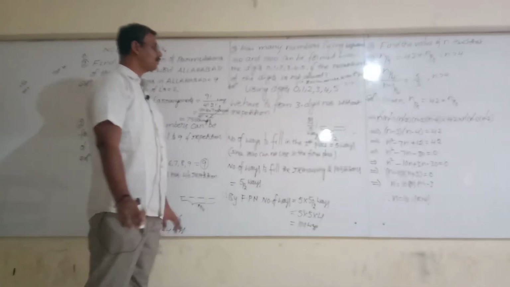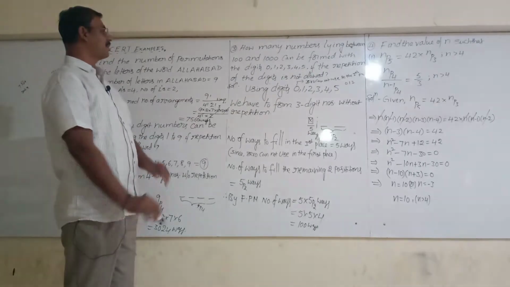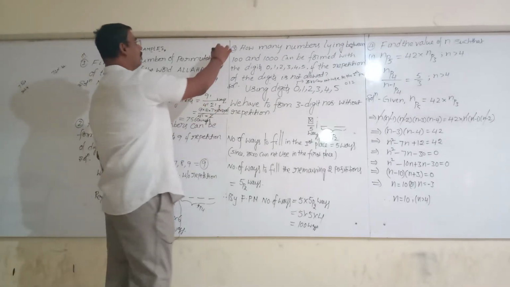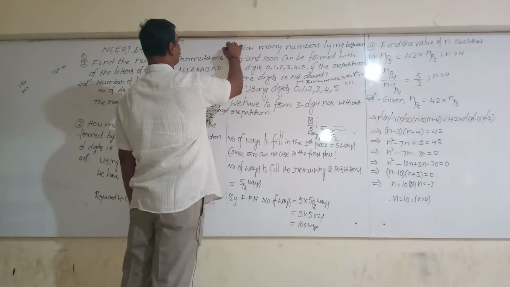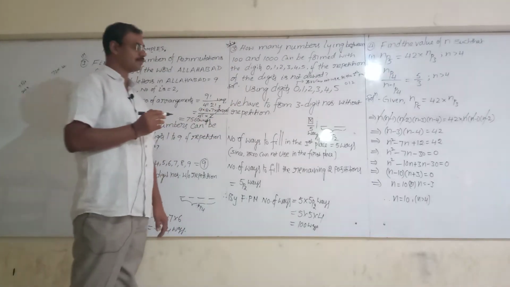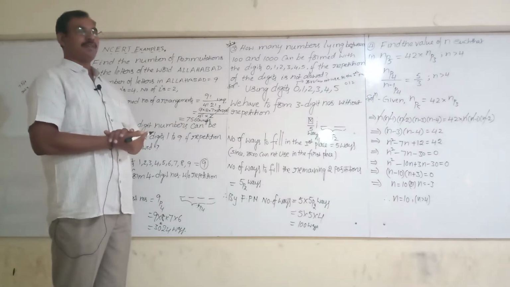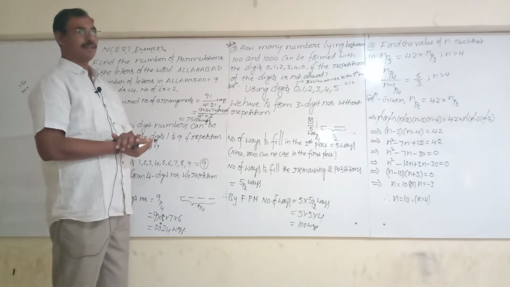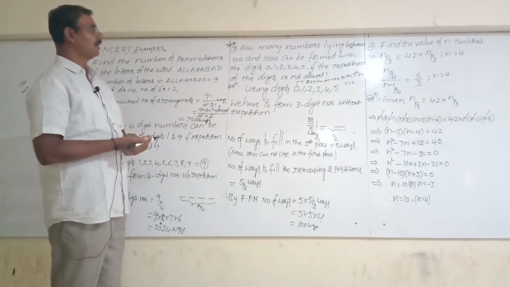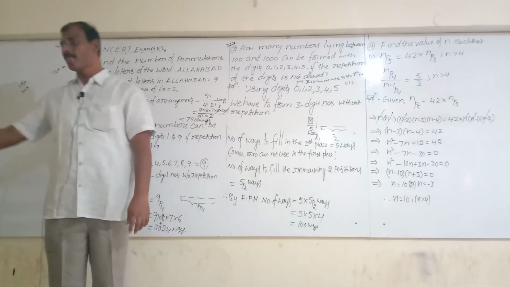Is it clear? Okay. This is the third question. Important this time. All of you practice this problem, because the permutation and combination chapter is very important from a competitive point of view. Now I am going to question number 4.